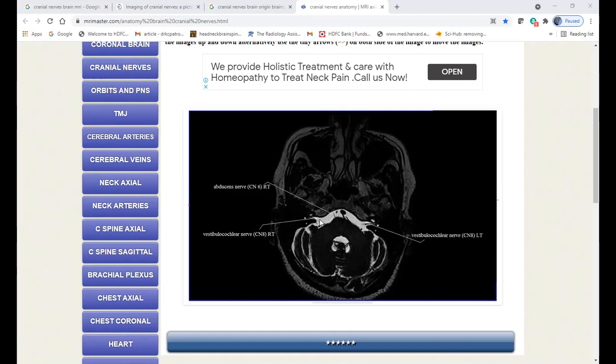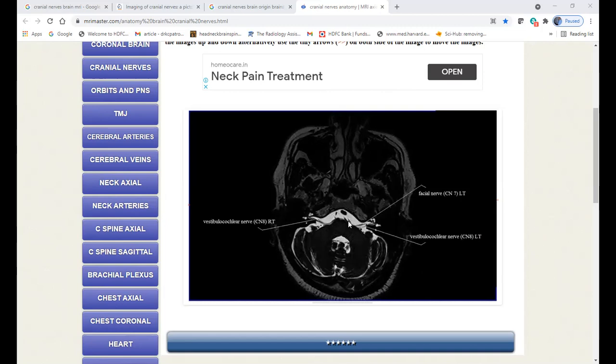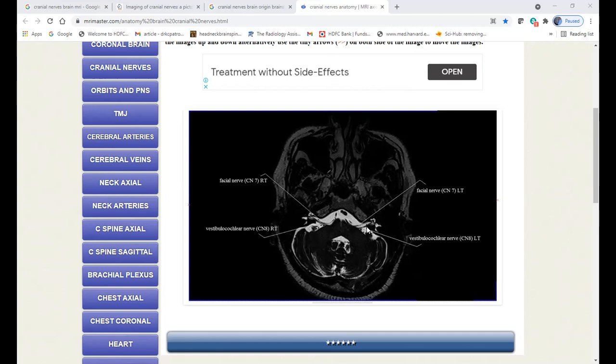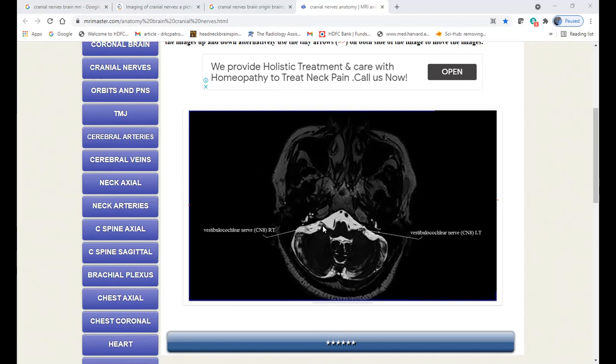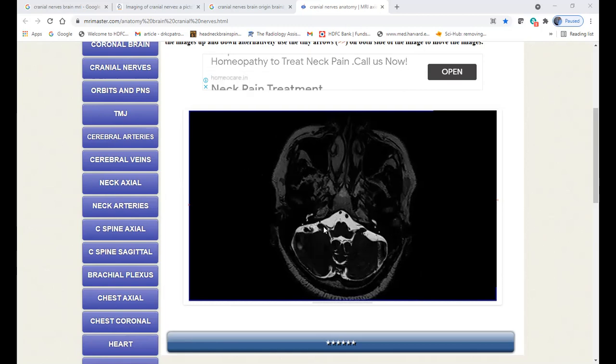Then you can go to the vestibulocochlear nerve and the seventh, eighth nerve complex. So this is a complex in the CP angle area, and this is the facial nerve and the vestibulocochlear nerve. You can see the facial nerve anteriorly, vestibulocochlear nerve posteriorly, and you can easily see the facial nerve and vestibulocochlear nerve, then the eighth nerve.